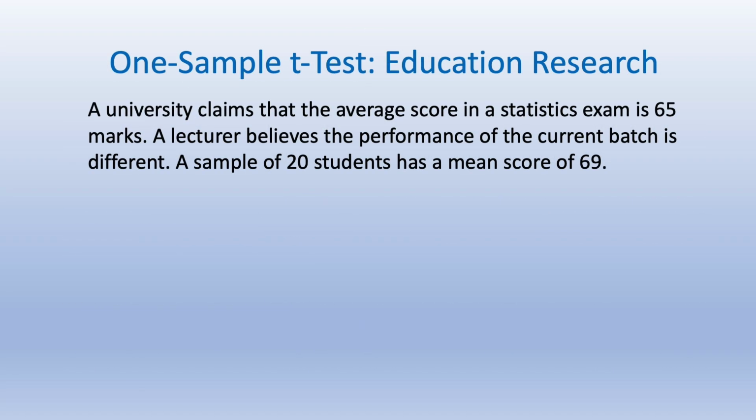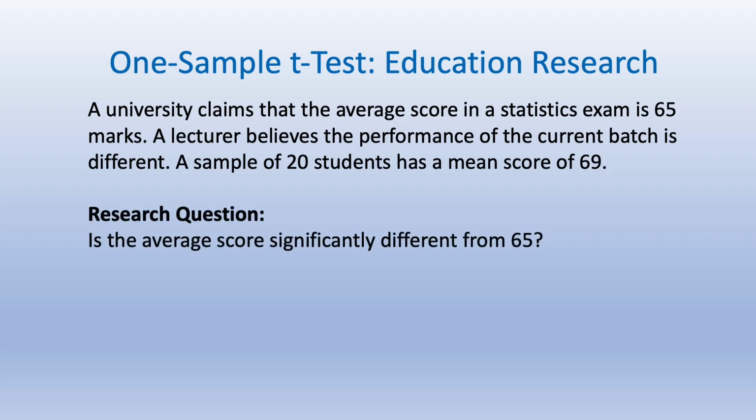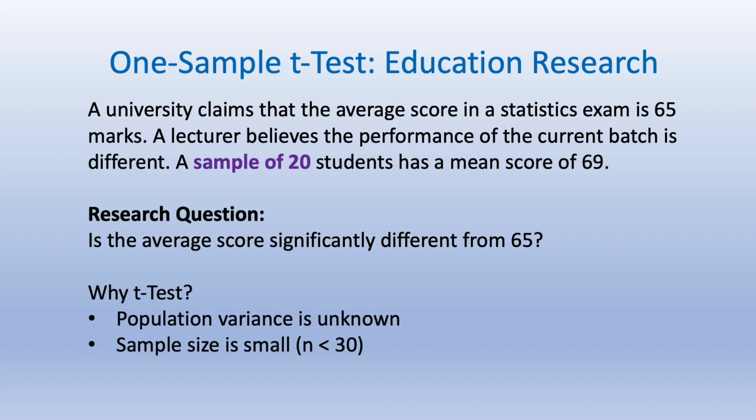Let us look at an example of a one-sample t-test from education research. A university claims that the average score in a statistics exam is 65 marks. A lecturer believes the performance of the current batch is different. A sample of 20 students has a mean score of 69. The research question here is: is the average score significantly different from 65? A t-test is done here since the population variance is unknown and the sample size is less than 30.